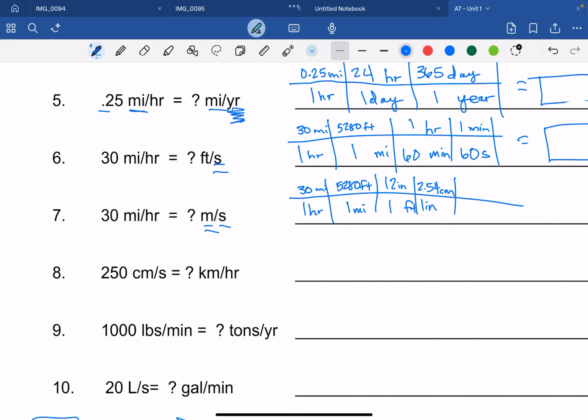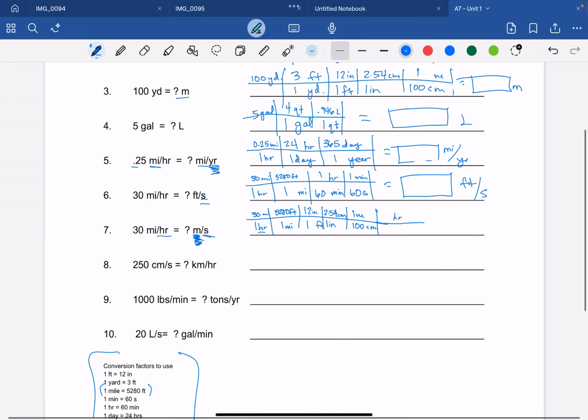We're now into metric. We're in centimeters, but we want to get to meters. So you have 100 centimeters in 1 meter. So we've gotten to meters like we want. Now we want to get our hours to seconds. Since hours start on the bottom at the beginning, you got to move that hour unit to the top as you're doing that.